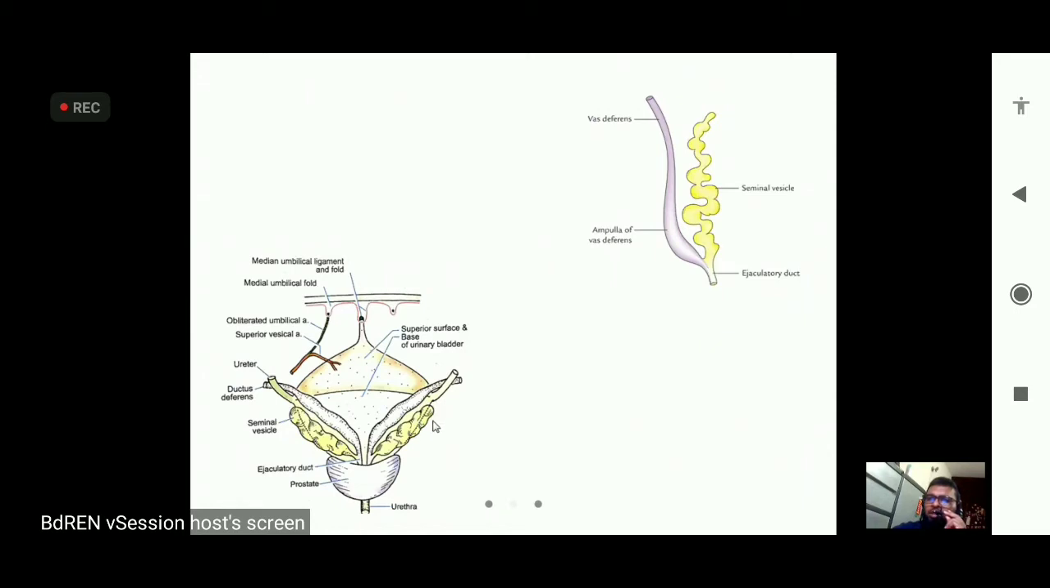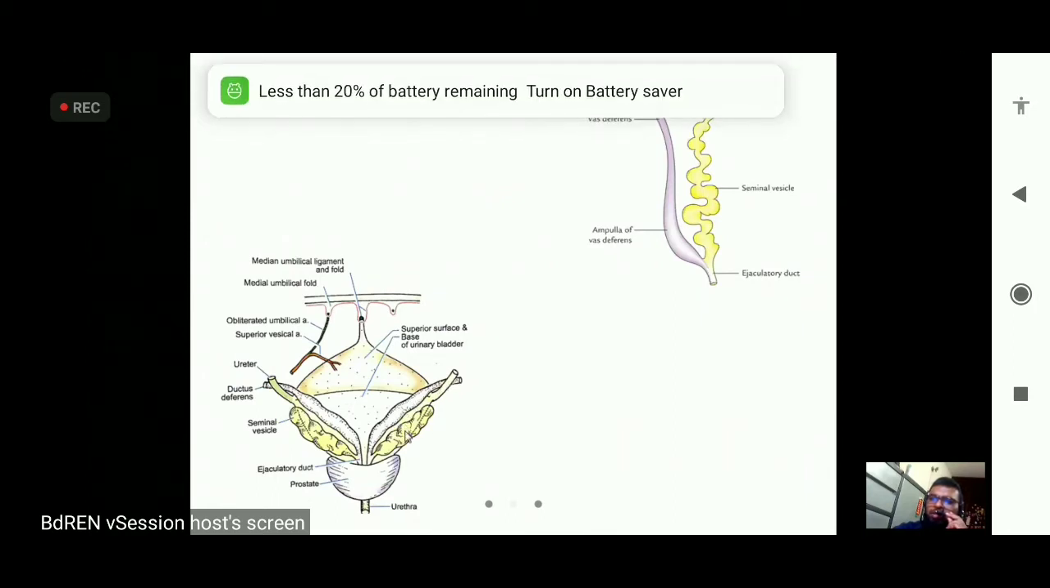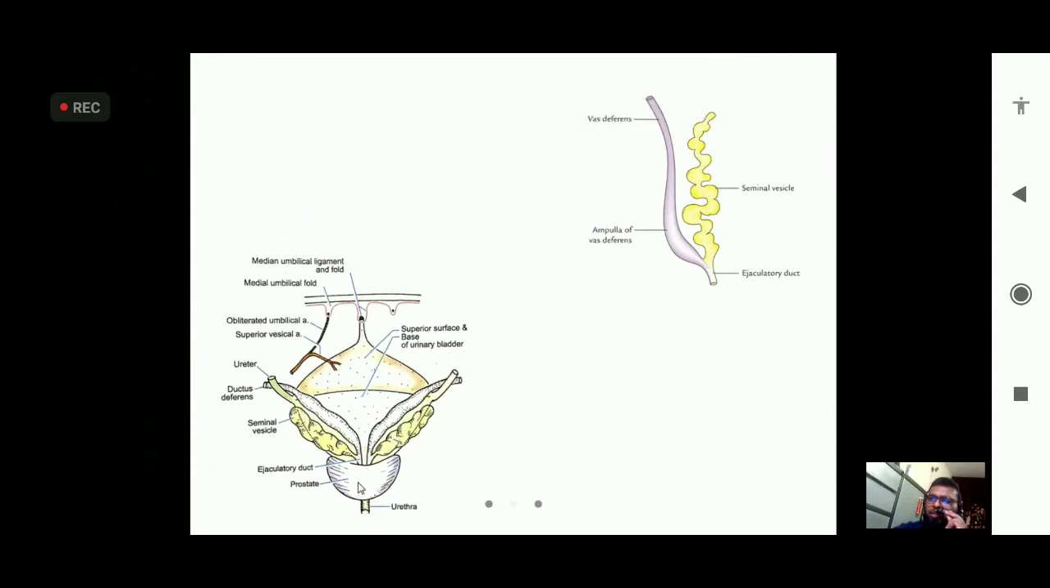This is the vas deferens and this is the ureter. The vas deferens crosses the ureter from lateral to medial, going medial to the seminal vesicle, and these two join to get into the substance of the prostate, right?